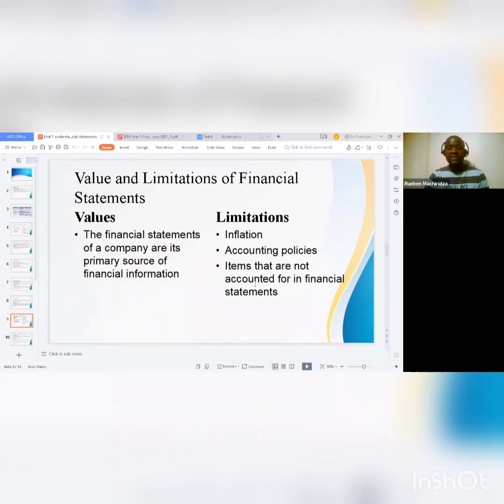So one can be deterred from investing in our company because they do not know about our management. We can have a very good management and still one cannot invest because we cannot quantify that. So there's a limitation in the sense that there are certain things that we cannot put into monetary value and therefore we cannot record them. So that's it as far as the limitations of the financial statements is concerned.